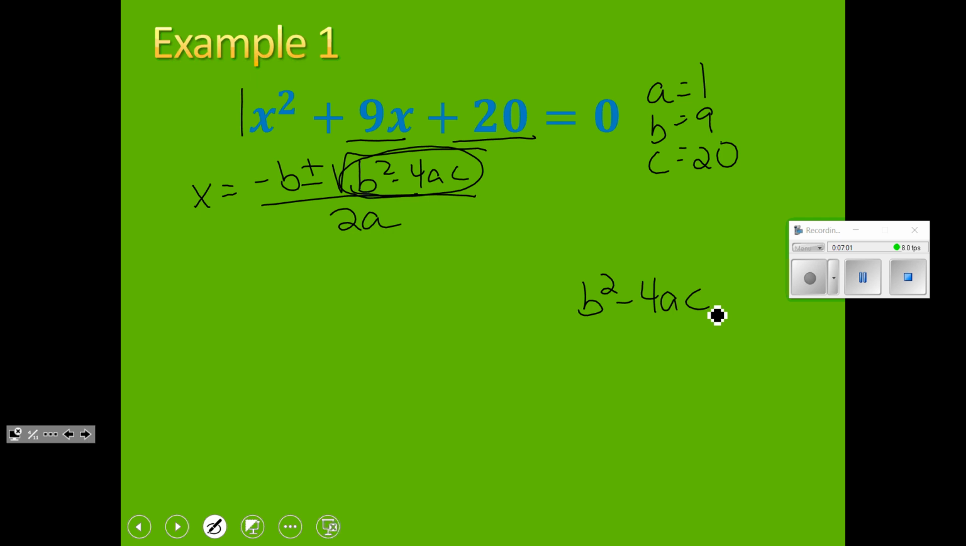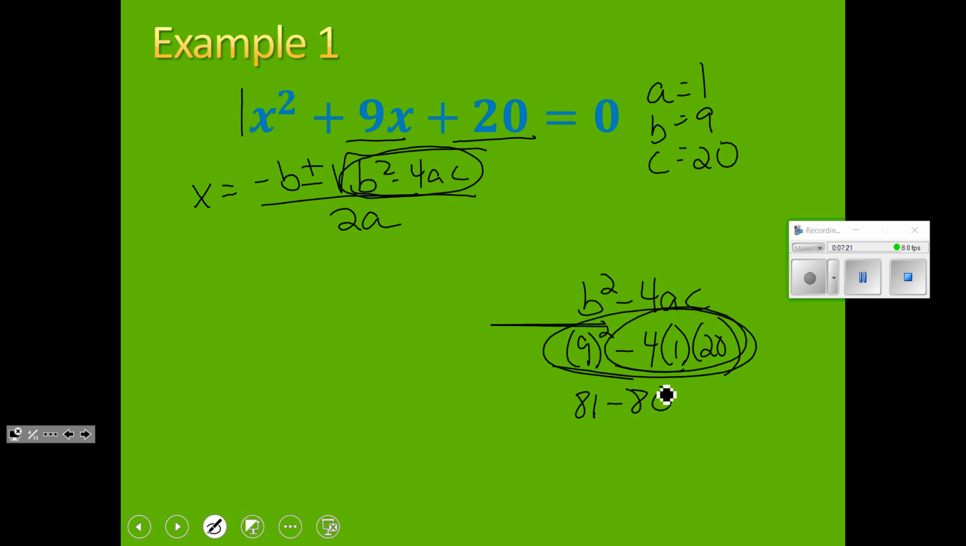Okay, so I'm going to plug in 9 squared minus 4 times 1 times 20. And you can put this all in your calculator all at once. 9 squared minus 4 times 1 times 20. I believe you should get 1. Or if you work it by hand, this would be 81. Then you multiply minus 80, so you're going to get 1. Okay? And we know that the square root of 1 is just going to be plus or minus 1.